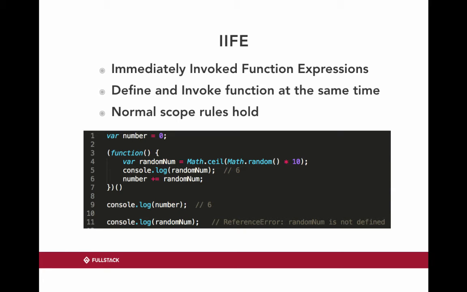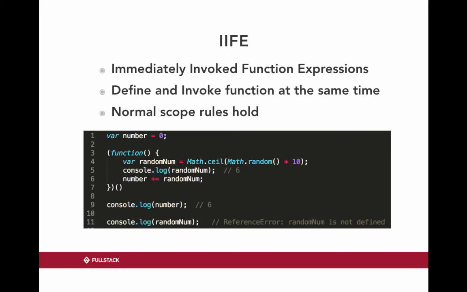And the closing parentheses here just invoke it right away. So this code runs in place. It's not like writing a function and then calling it later. So we create this random number, we log it, we add it to number, and in this case, the random number that we get is 6. And then because we added it to number, number is now 6. But out here, when we try to log random num, we can't see it because it was created inside this local scope. And even though it runs in place, those scoping rules do apply.